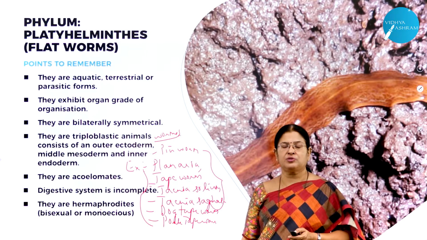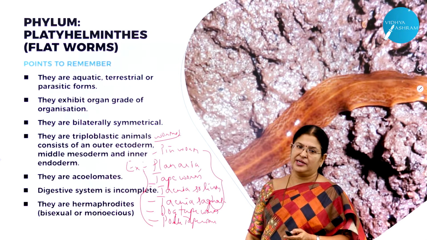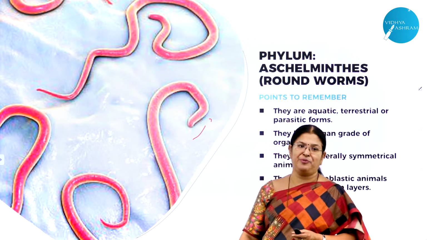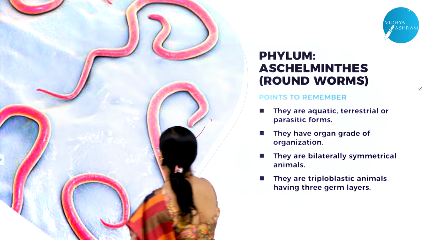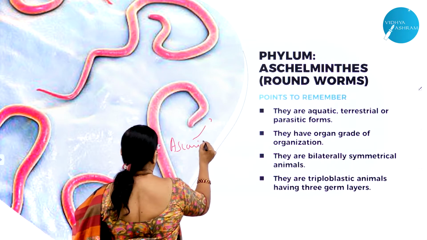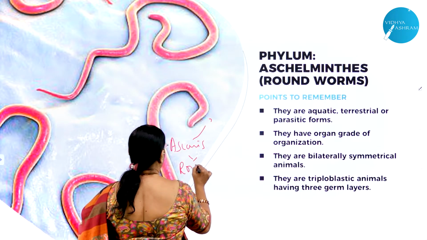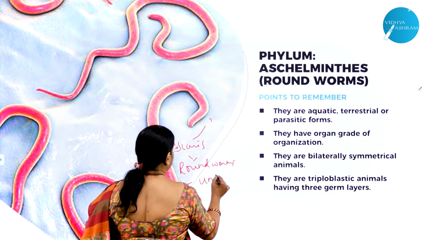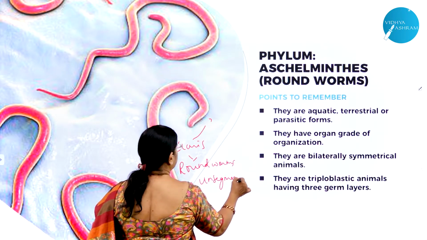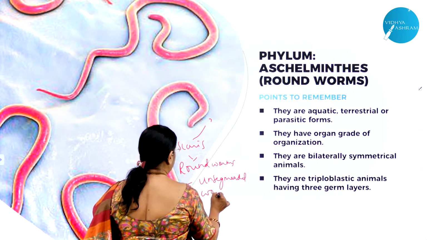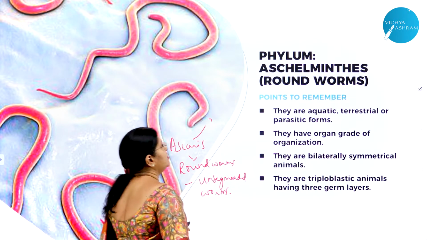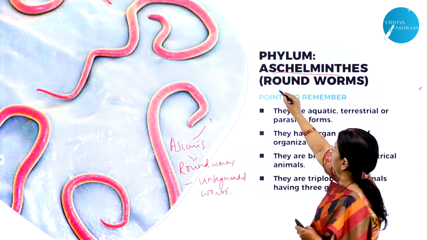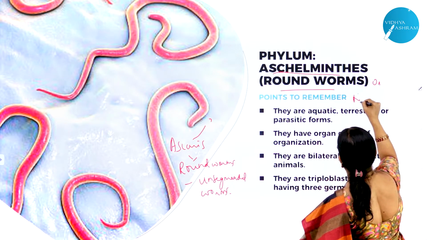So let us move on to the next very important phylum, that is called Aschelminthes. Hope you can see this beautiful picture. They are nothing but what? Ascaris, which are commonly referred to as roundworms, and they are unsegmented worms. So these are also referred to as Aschelminthes or roundworms or Nemathelminthes.